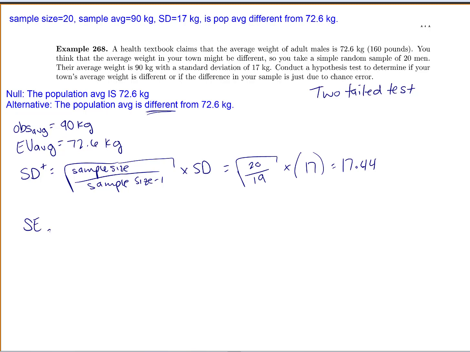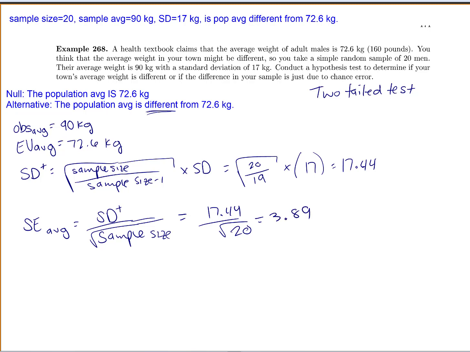Now the standard error for your average is normally just SD over the square root of sample size. But since we went to the trouble of finding SD plus, let's make sure we use that. So 17.44 over the square root of my sample size, which is 20, is 3.89.